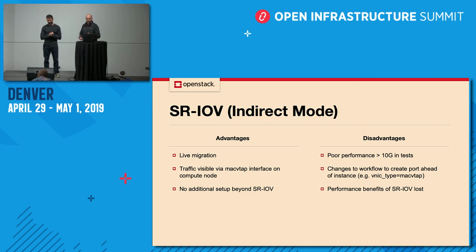Disadvantages: above 10 gig, we saw that drop off in performance. Again, the workflow piece. And so really, a lot of the performance benefits we saw with the SR-IOV direct mode are really lost over 10 gig.